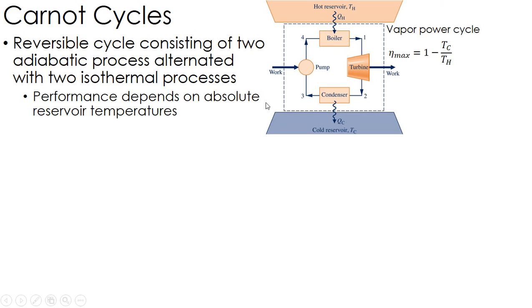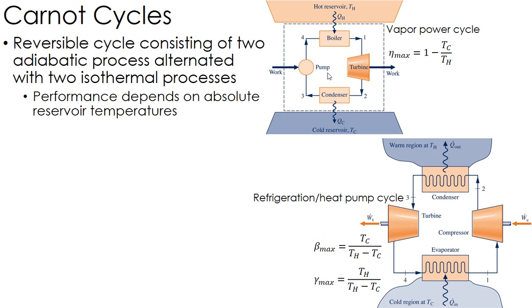Okay, so again, pump and turbine are adiabatic, condenser and boiler are isothermal, and it goes back and forth between those. And again, the temperatures of the boiler and the condenser are what define the process. Again, this is the best case scenario reversible cycle.